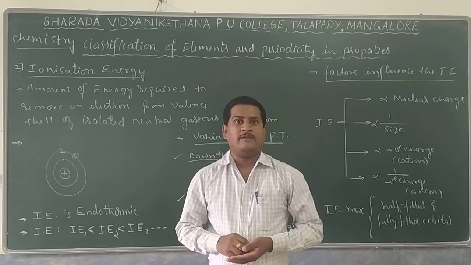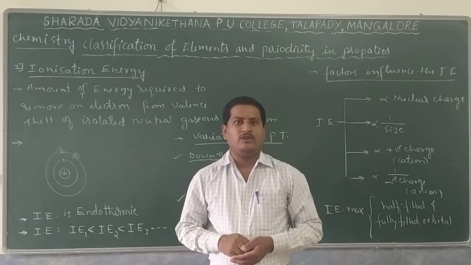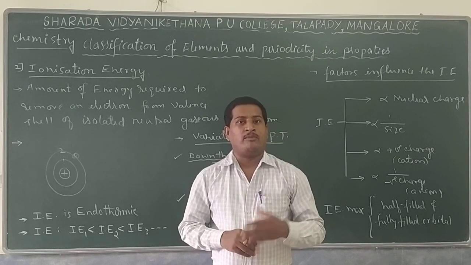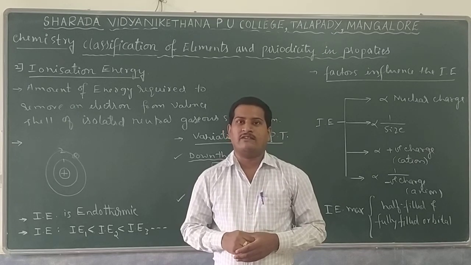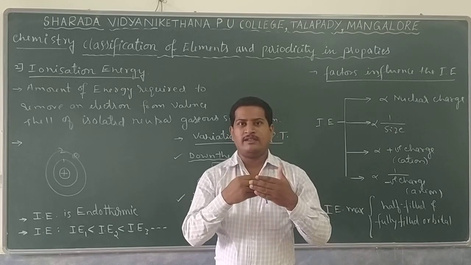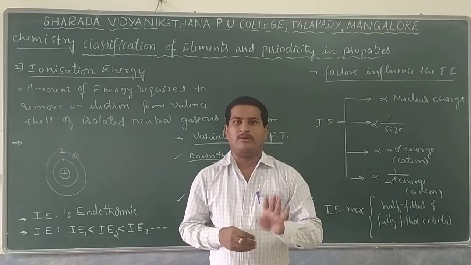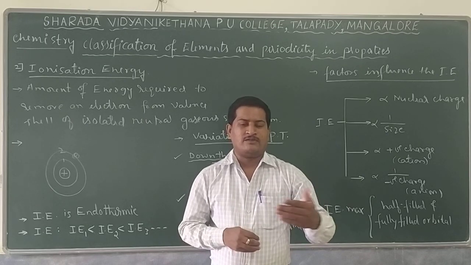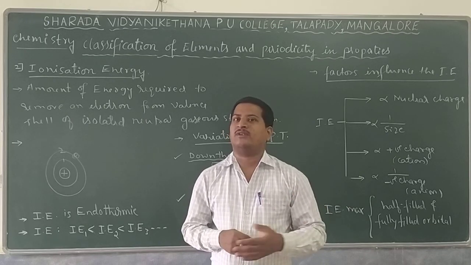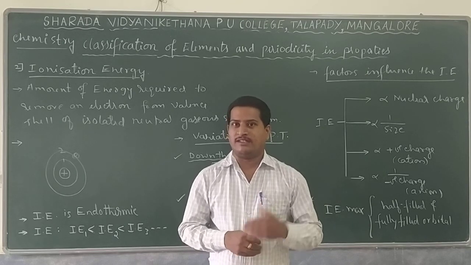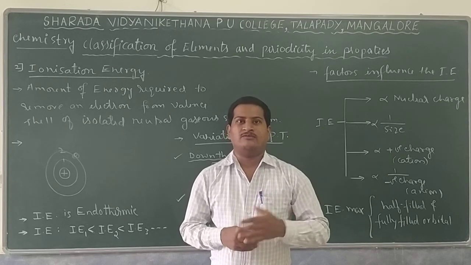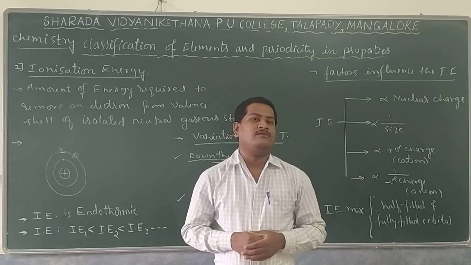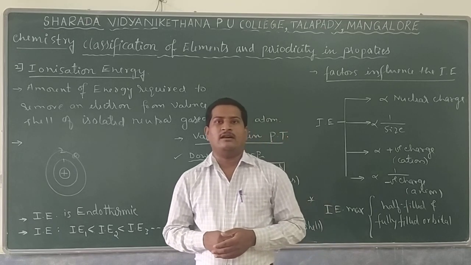So hello everyone. In the last video we discussed the important properties observed in the periodic table, and we discussed four important properties one by one. First one is size, atomic as well as ionic radii. In detail we discussed it in the last video. Next comes ionization energy. The third one is electron affinity. The fourth one is electronegativity.